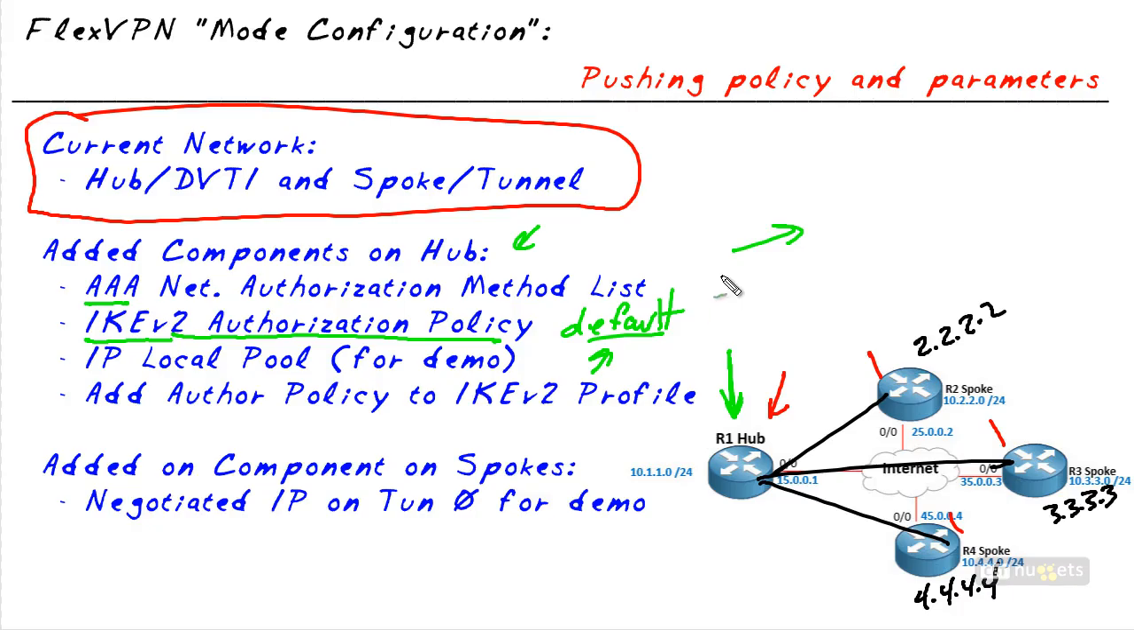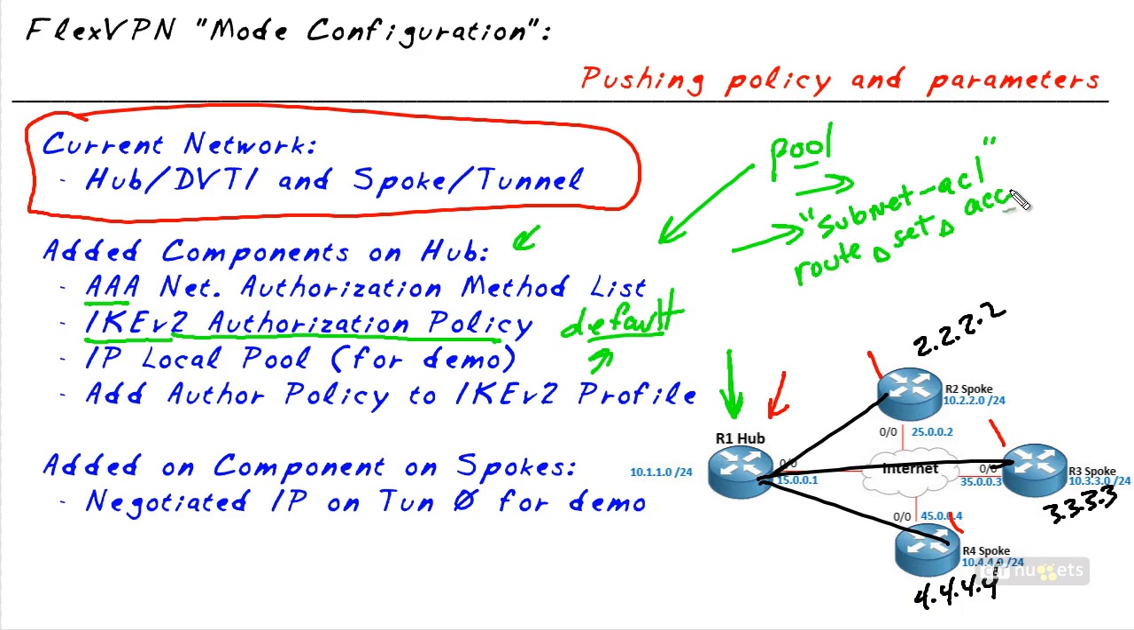In that authorization policy, if we're handing out IP addresses to our VPN clients who connect, we could specify the pool, which would refer to a local pool on R1 that has a range of addresses that we could hand out. We can also push out to our clients a list of networks that are reachable. In the early versions of FlexVPN, that was called the subnet-ACL. So if you're running a fairly early version of 15.x, that would be the parameter inside of our authorization policy. However, the current way of doing it is with the command route set access-list, and then the number or name of your access list that specifies the networks that are reachable over that hub.